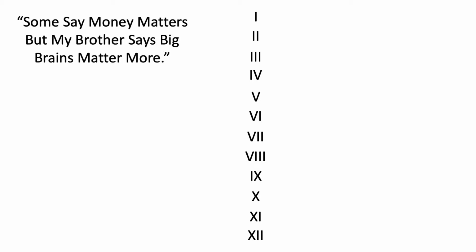So if you write out the Roman numerals for each of the 12 cranial nerves and you use the mnemonic, "Some say money matters, but my brother says big brains matter more," and you take the first letter of each word of that mnemonic and apply it to the 12 cranial nerves, you can come up with something that looks like this. And now there's 6 rules that you can use to classify the 12 cranial nerves based on function.